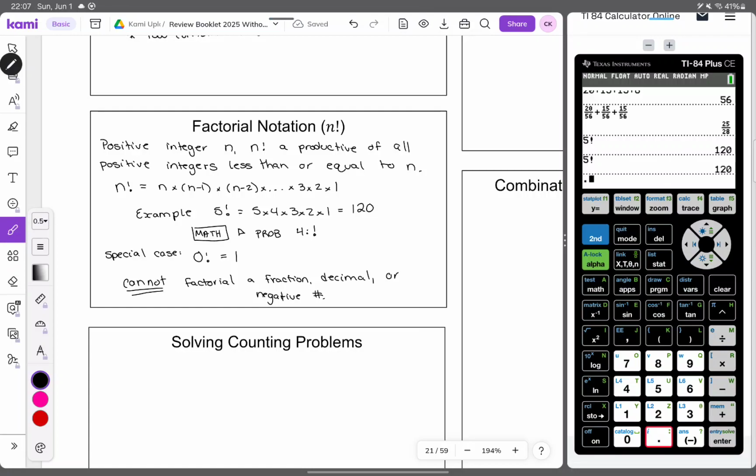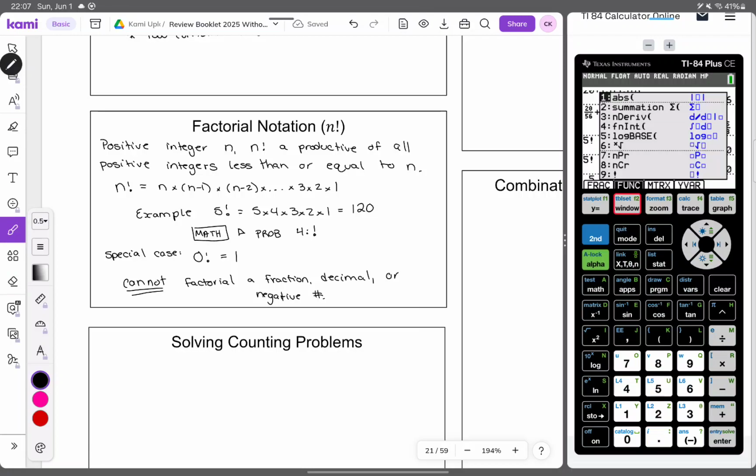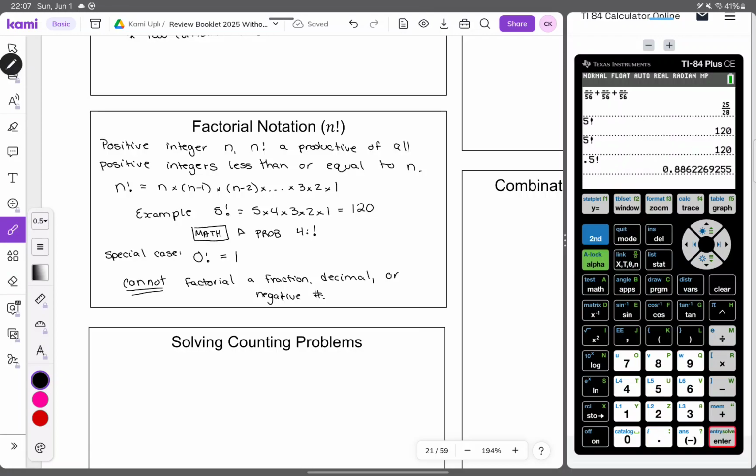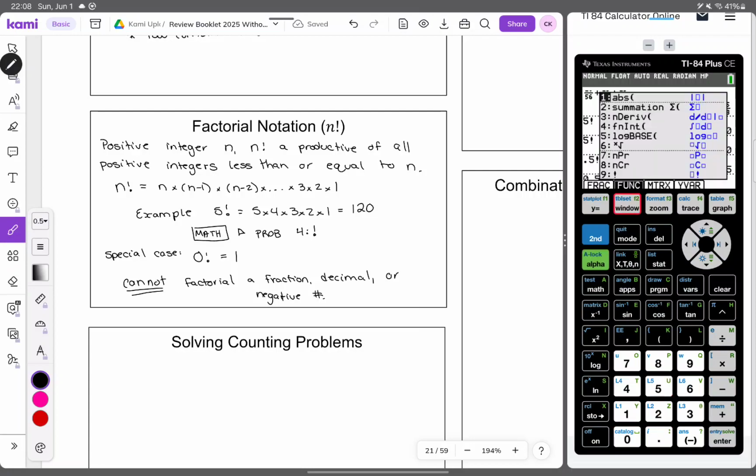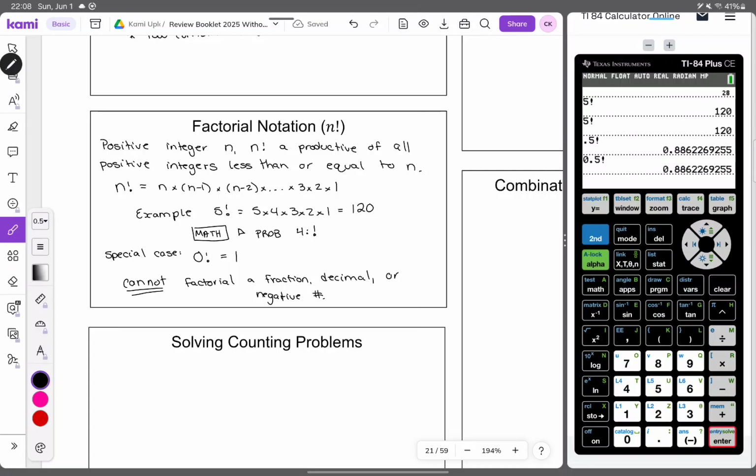So if we try to factorial a fraction, or a decimal, so 0.5, I'm going to try to factorial that. Oh, your calculator will actually do it, which is funny. This is not actually possible. Mathematically speaking, we cannot factorial a decimal. So that's really awesome that your calculator does that. On your diploma, if it says which one of these is undefined, you would say anything that is a fraction, a decimal, or a negative number. I find that really funny that your calculator does that. It should not do that.